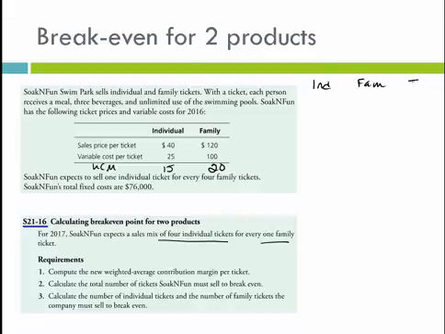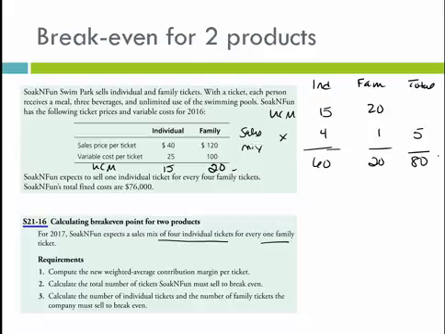Individual, family, total. The unit contribution of individual was 15, and family is 20, taken from here. And now this is 4/5 of my volume, and this is 1/5. You could do it that way too. You could take this times 4/5 and this times 1/5 and add them together, but I'll just keep doing it the way the book shows you. So this is our sales mix. Now this becomes 60 and this becomes 20, and so the total is 80. The weighted average unit contribution is 80 divided by 5, or 16 per ticket.